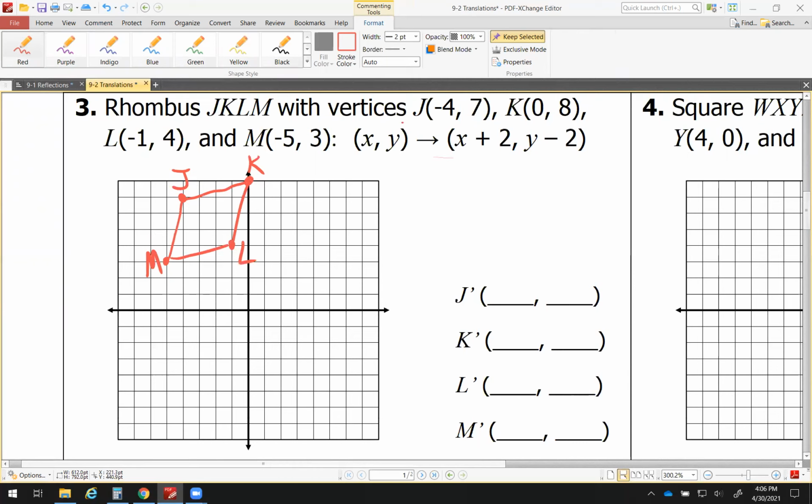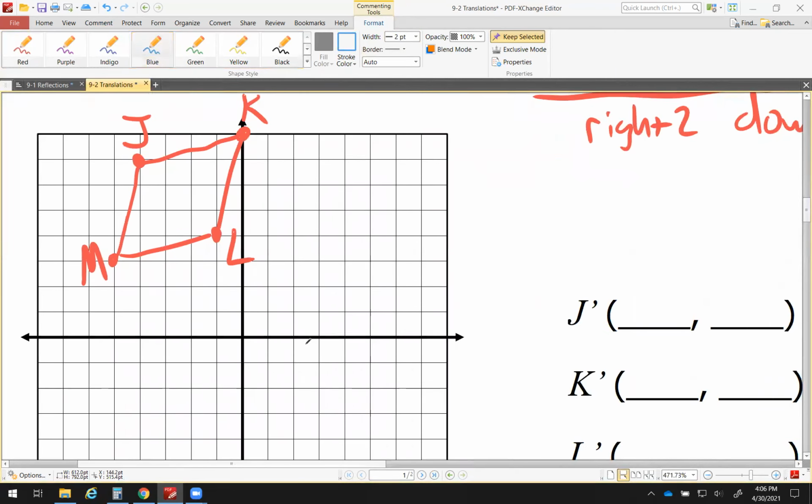And we are going to be shifting it to the right by 2 and down by 2. Okay, so I'll just do this point by point on the graph. K looks to be the easiest. Right 2, down 2 goes right there. There's K prime. L, right 2, down 2, there is L prime right there.